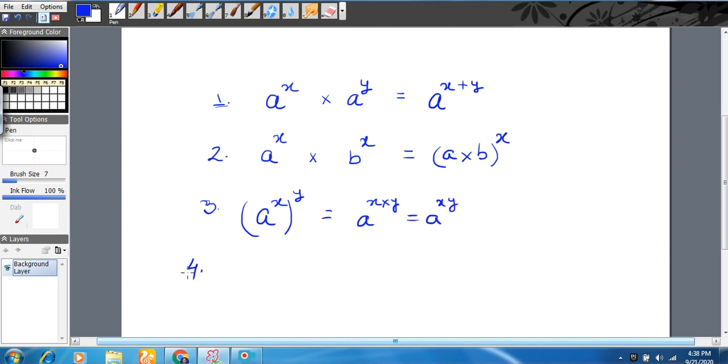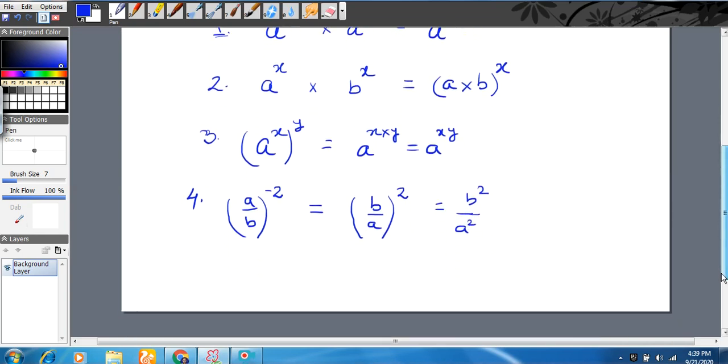All right. Fourth one, suppose you have a upon b whole power, suppose the power is minus 2, doesn't matter whatever the exponent is given. Now what we have to do is just write the reciprocal of the value that is inside the bracket. So the reciprocal of a upon b is b upon a, and the next thing is to change the sign of the exponent. You only have to change the sign of the exponent, and you can simplify it as b square upon a square, and if the values are given you can simplify.